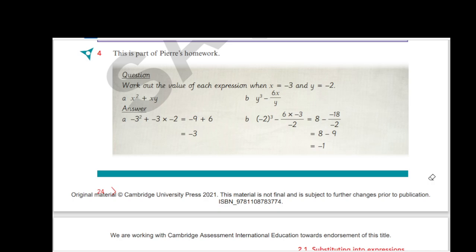In the previous video, we started exercise 2.1 of constructing expressions and completed question number 1 and question number 2. So in this video, we will start with question number 4 and we will not solve question number 3, as question number 3 is an activity based question. So we'll move forward to question number 4.